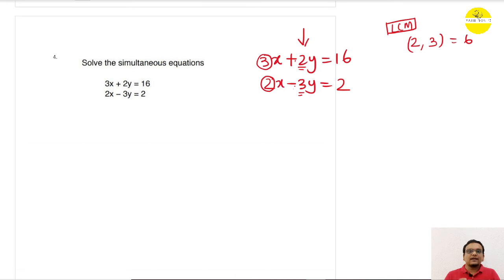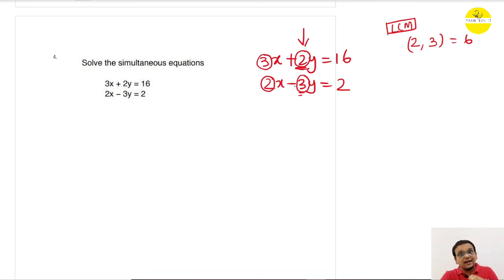I got to know that the coefficients of y are 2 and 3, right? Now first thing is that you have to understand that I want to balance it, and I want to balance to which number. That number I want to know. That number is 6, because the LCM of 2 and 3 is equal to 6. That means I understood that I want to make this number 6, and I want to make this number 6. Got it?